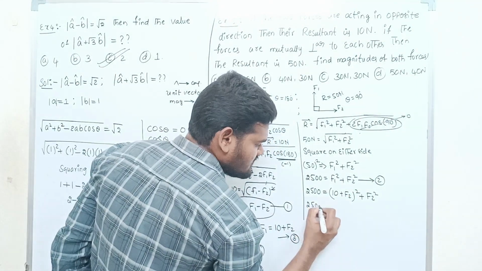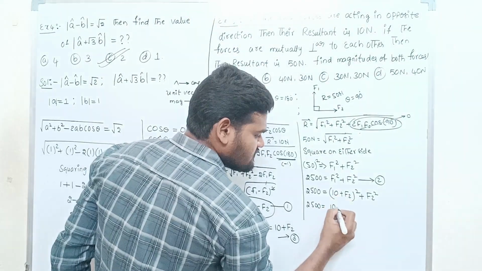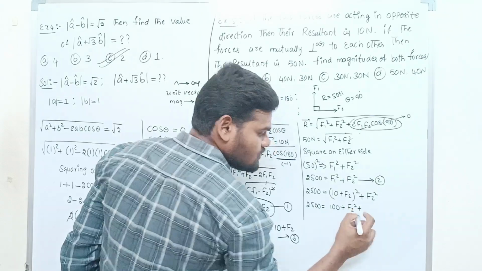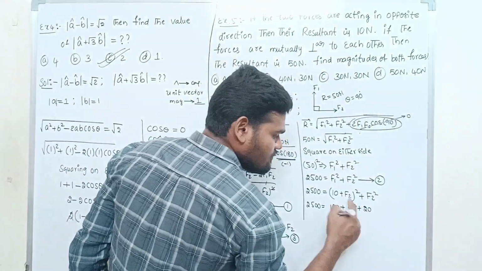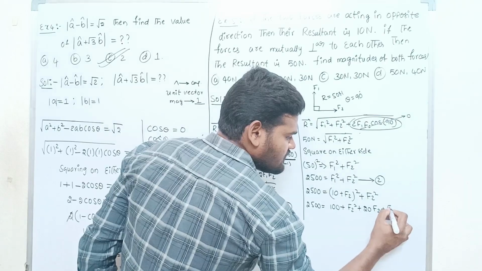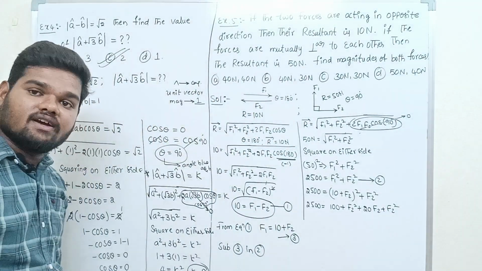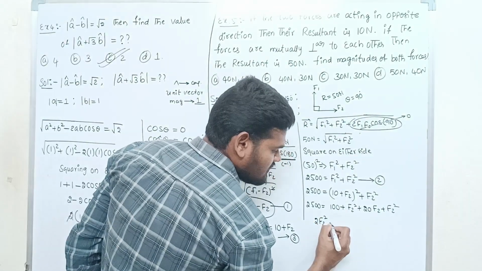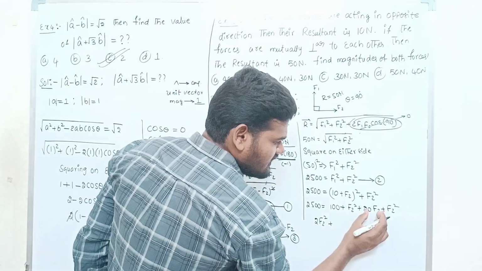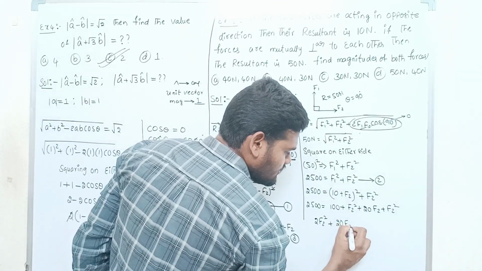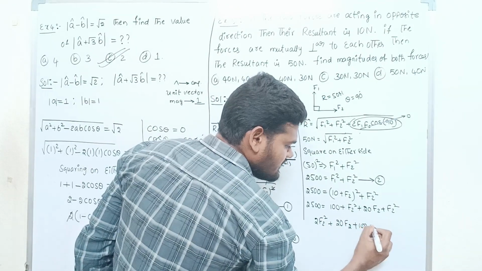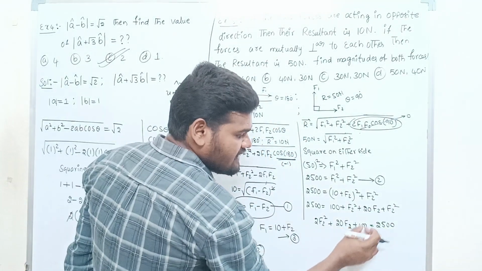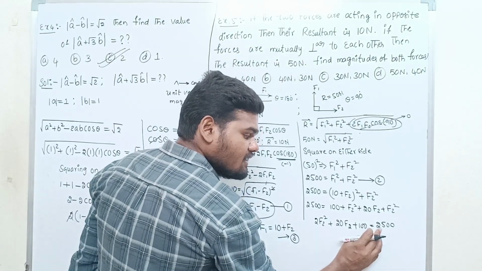Now 2500 is equal to (a plus b) whole square. a square, 10 square is nothing but 100, plus b square, that is F2 square, plus 2ab, 2 into 10 is 20, b value F2, plus F2 square. Are you getting it? So F2 square plus F2 square is 2F2 square, plus 100, here 20 F2 is there. That is equal to 2500. If this plus 100 goes to that side, it becomes minus 100.